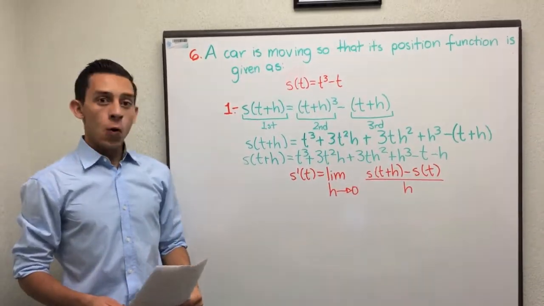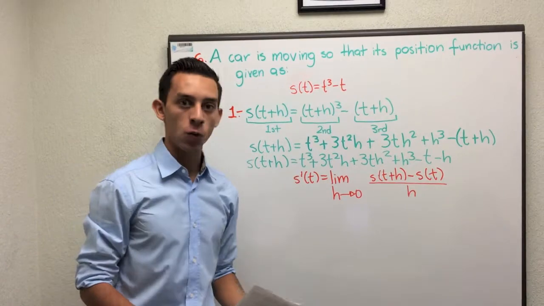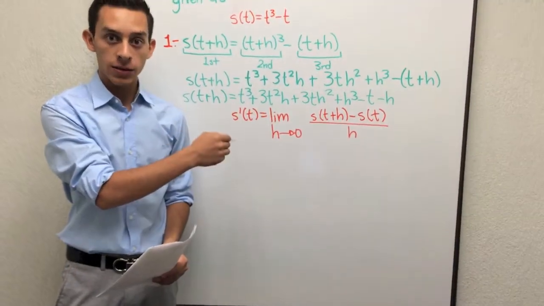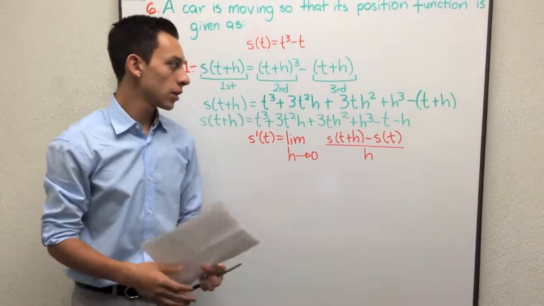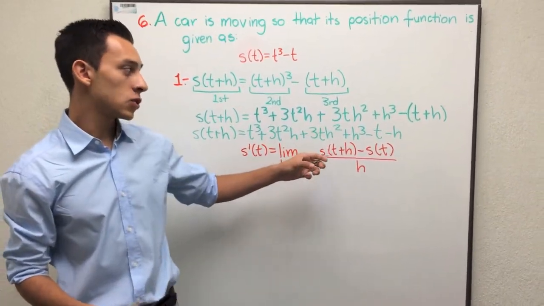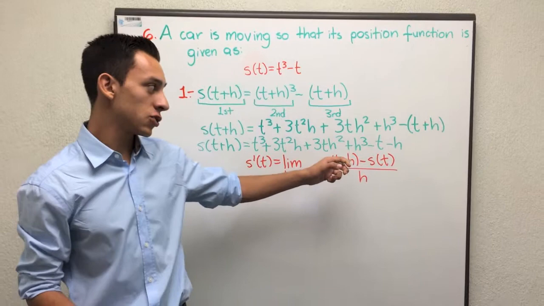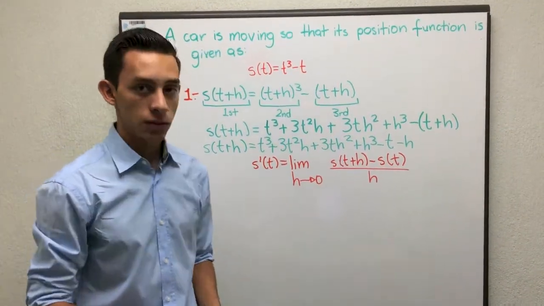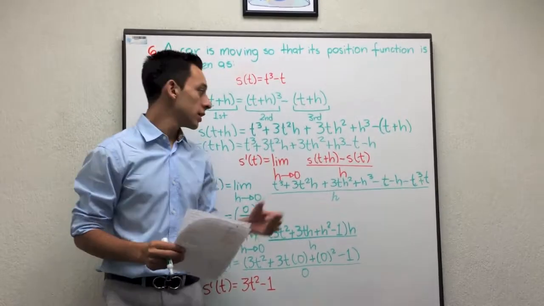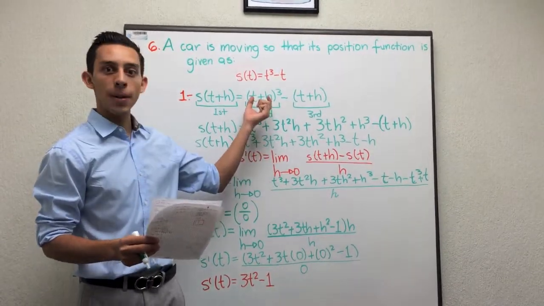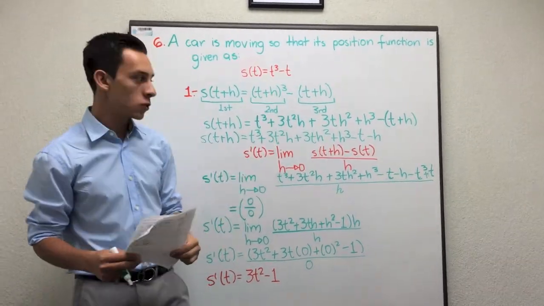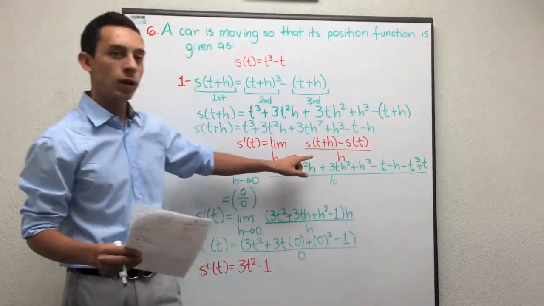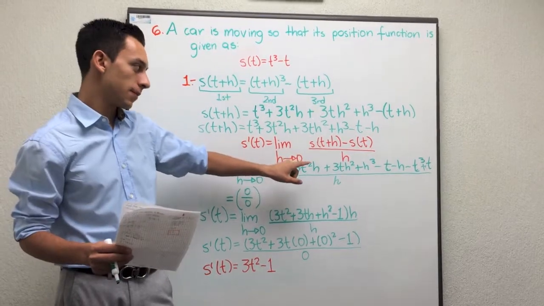Then we have to use the formula of the derivative that says limit when h tends to 0 of s of t plus h minus s of t over h. Now we obtain the result of this binomial cube, and then we have to add minus t cubed plus t, because the formula of the derivative says it.